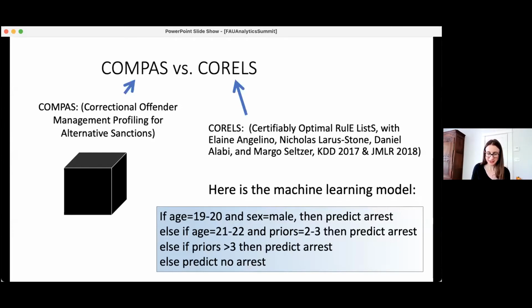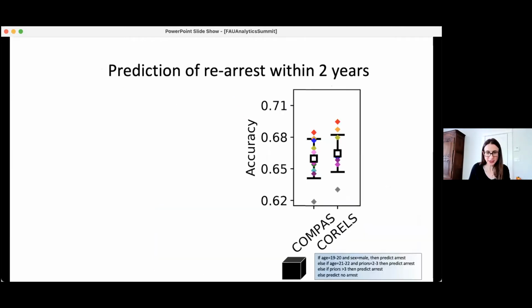So if we looked at this model and thought, oh my gosh, there's no way this model can be as accurate as COMPAS, because COMPAS was written by a company that has a lot more data than we do. There's just no way. But as it turns out, we were wrong. The two models were almost identically accurate. The colors here are different folds of the data. There are 10 different folds, and you can see that the accuracy scores between these two are almost identical.